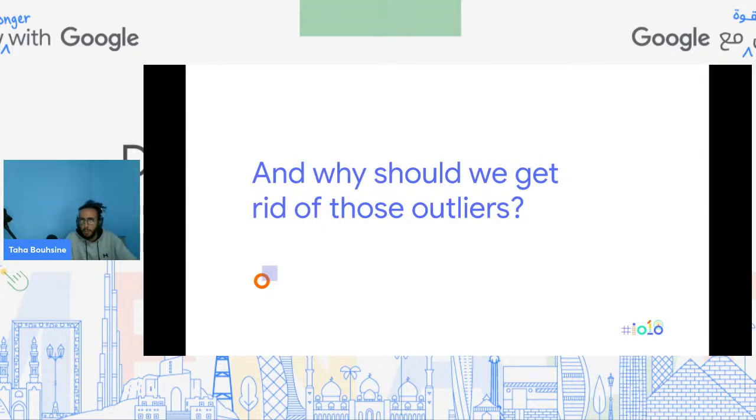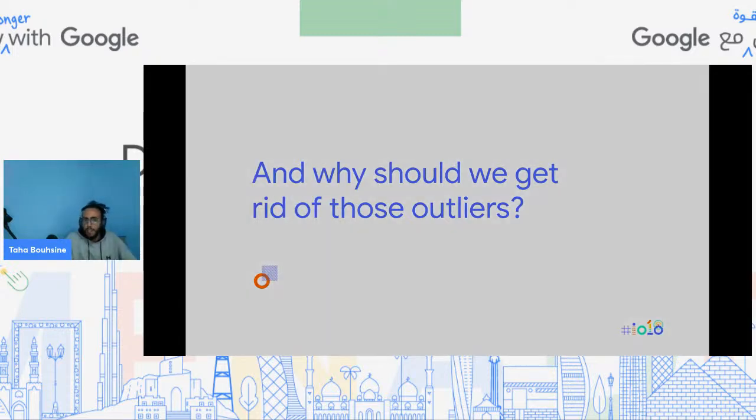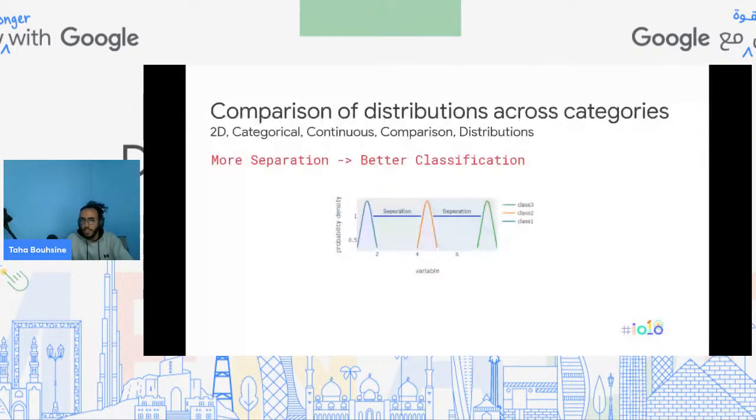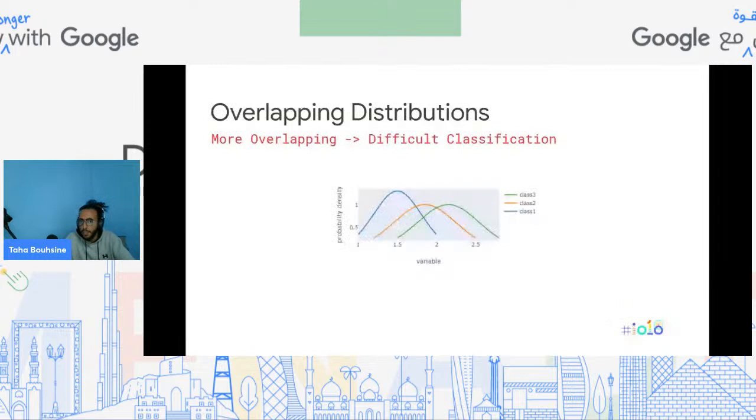if you are using, for example, the squared error loss, you've got to get rid of them to improve the model's learning. And when we are trying to compare the distribution across categories, for example, we have two-dimensional data, one categorical and one continuous. We have a comparison of distributions. So when we are trying to compare it, we can use the histogram or a line chart, to help us see how much separation we have between those two categories. And the more separation, the better the classification we can have later using the model. And the more overlapping we have, the more difficult it is to separate those categories using the numerical feature.